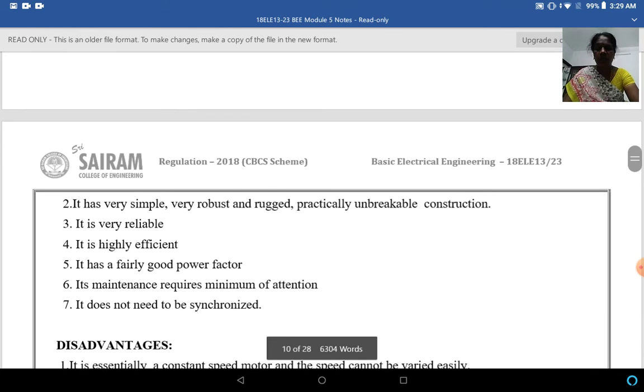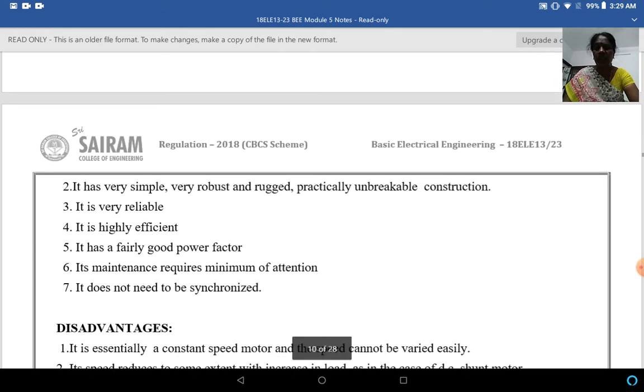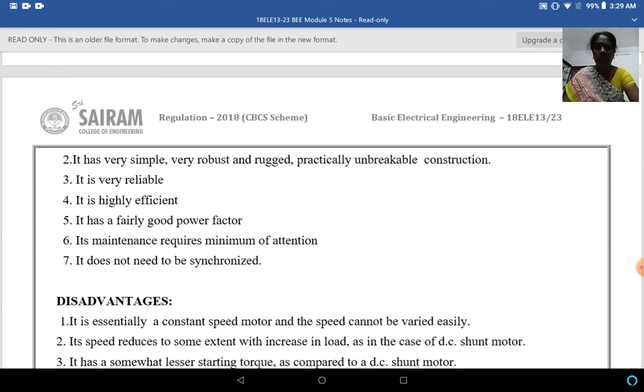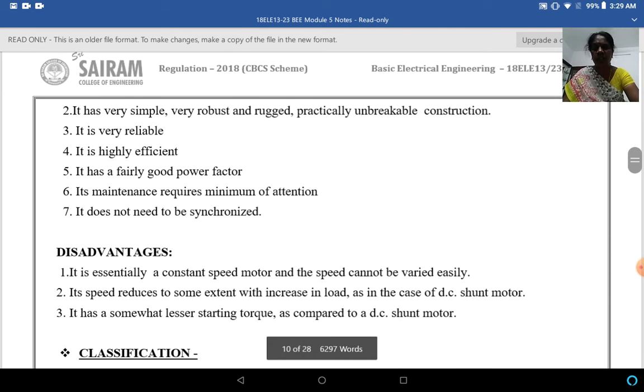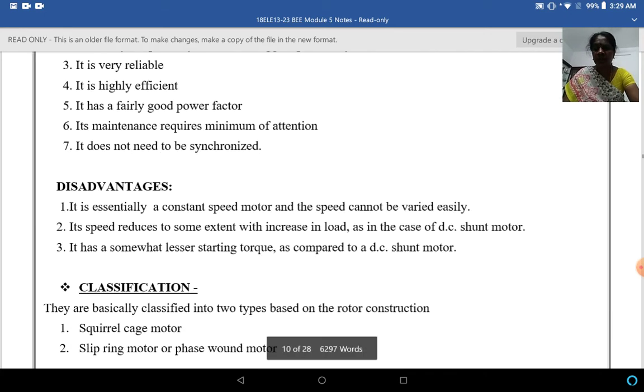It has a very simple, robust and rugged, practically unbreakable construction. It is very reliable, it is highly efficient, it has a fairly good power factor, and its maintenance requires a minimum of attention. It also does not need to be synchronized.